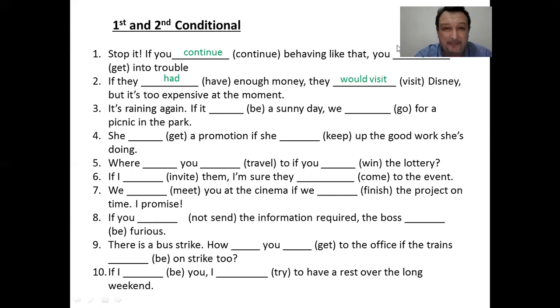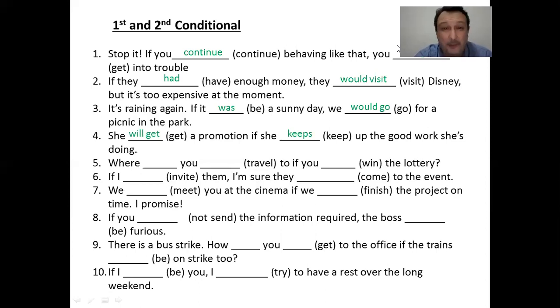It's raining again. Okay, if it was a sunny day, we would go for a walk in the park. However, the probability of it being a sunny day is very low because it's raining. So again, number 3, second conditional. Okay, number 4. Number 4, she will get a promotion if she keeps up the good work she's doing. So in this case, I think she's going to keep working very well. So she will get a promotion.